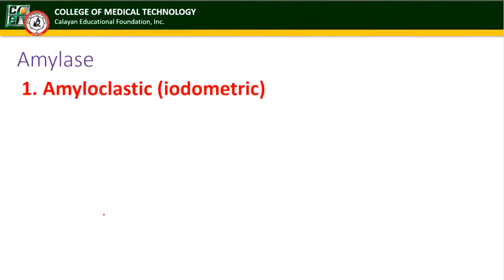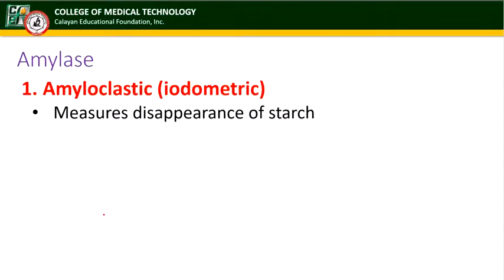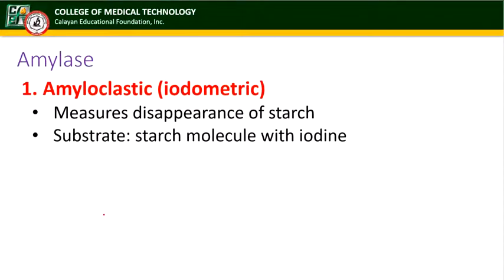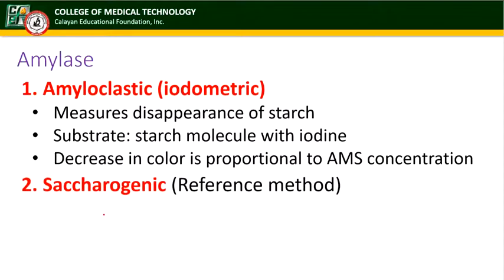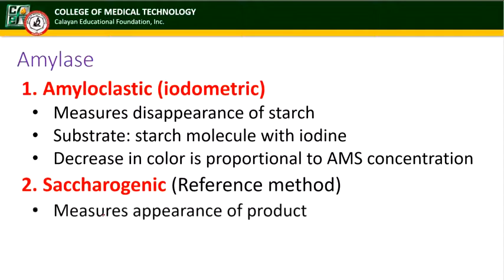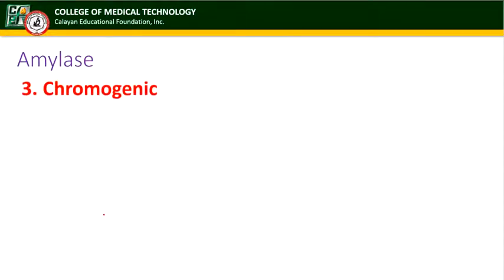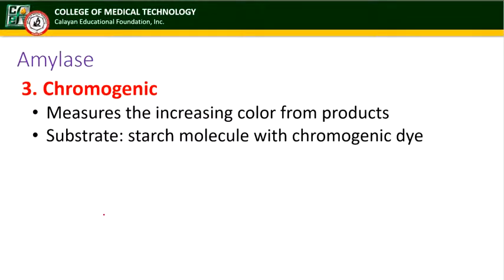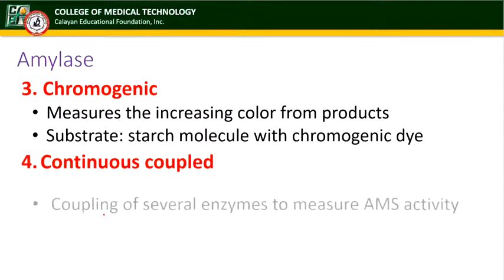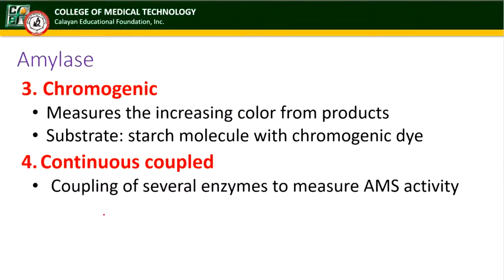Mas maganda i-repeat mo na yung sample para sabay-sabay mo nang mararan yung 10 yun. Amylase, amyloclastic, so iodometric. So this measures the disappearance of starch. Substrate is the starch molecule with iodine. So decrease in color is proportional to AMS concentration. Saccharogenic, this is the reference method, measures the appearance of the product. Chromogenic, measures increasing color from products. Substrate, starch molecule with chromogenic dye. Continuous coupling of several enzymes to measure the AMS activity. So, itong mga to, super summarized na. Maganda ma-memorize nyo lahat. Pero dapat mabasa nyo pa rin siya sa book.